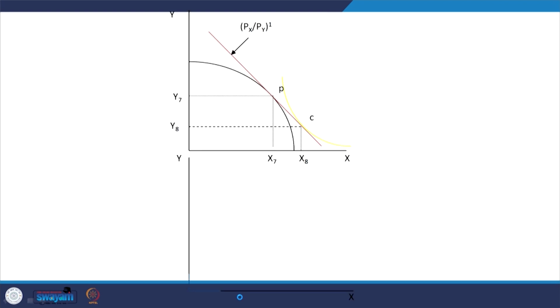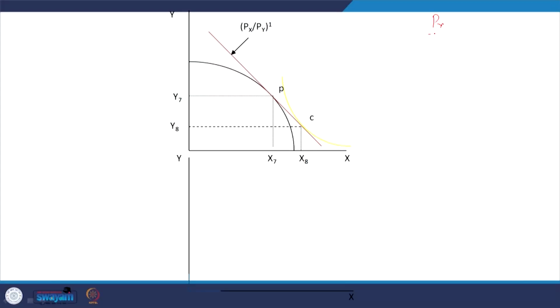Now, there will be certain questions on it. If we are giving Px by Py for country X, if it is 1, this is simply the TOT of country 1. The TOT of country 2 will be just the reverse, Py by Px, because Py is nothing but Px by Py of country 2.